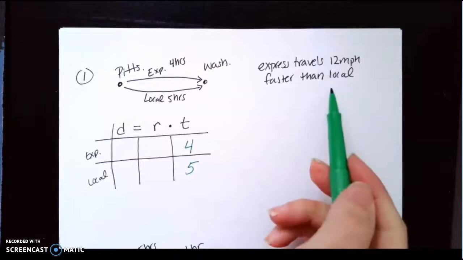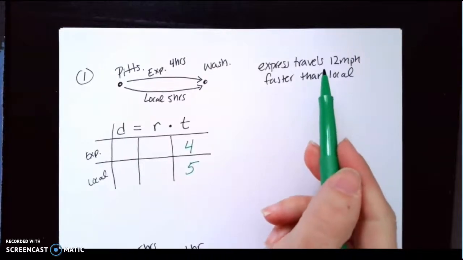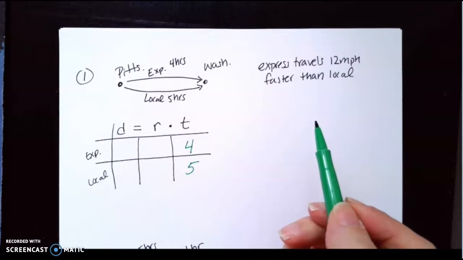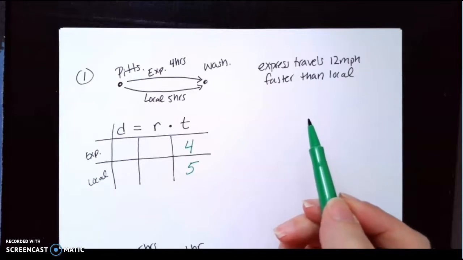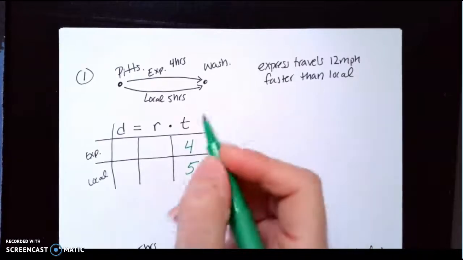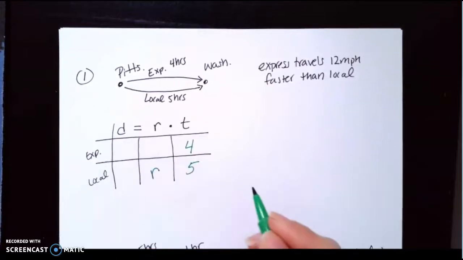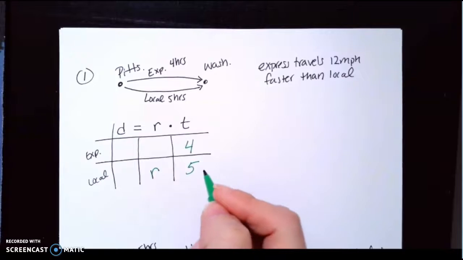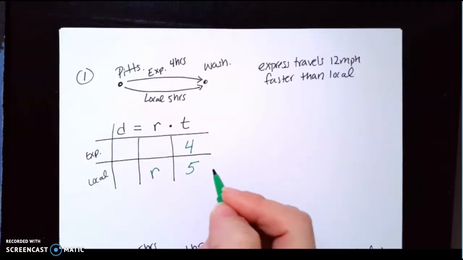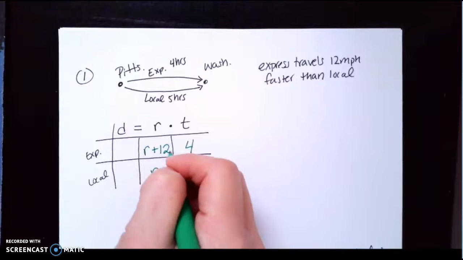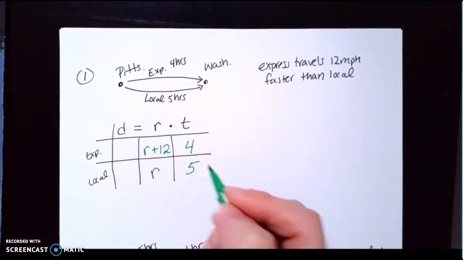But we do have some information about the rate. We know that the express train travels 12 miles per hour faster than the local. We don't know what the speed of the local train is, so let's let that be our variable. I'm going to just leave it as r for rate, but you could choose any other letter that you want. Since the express train travels 12 miles per hour faster, we can represent that as r plus 12, or 12 plus r. It's addition, so the order doesn't matter.